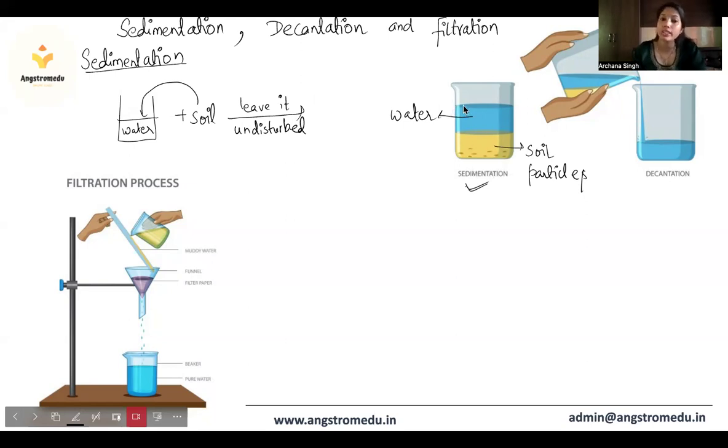Why is it happening? What is the reason? What is the science behind it? Basically, soil is heavier as compared to water. So as it is heavier, it will settle at the bottom. Heavy material, right? So it will settle at the bottom. Now, as the water is lighter, it will be at the top.